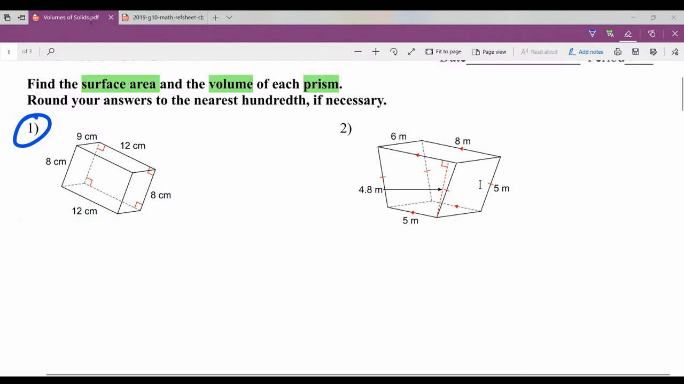And volume. People have memorized that the volume of a box is length times width times height, and that's great. So in this case, you would multiply 8 times 9 times 12, and you'd be done. I'm going to give you something that's a little bit more useful because it applies to all prisms. Because if you try to do, for number 2, length times width times height, it's not going to work too well. So here's the thing.